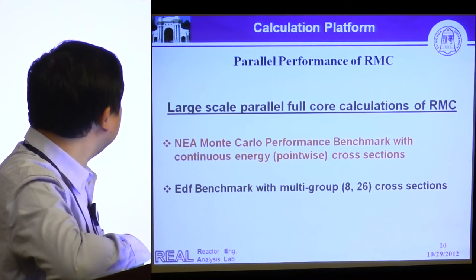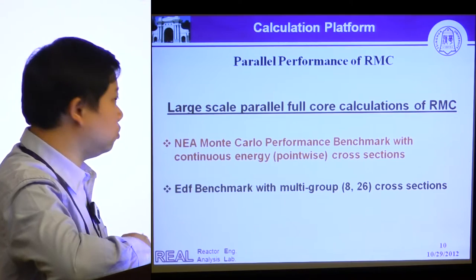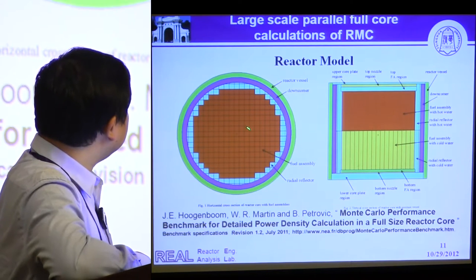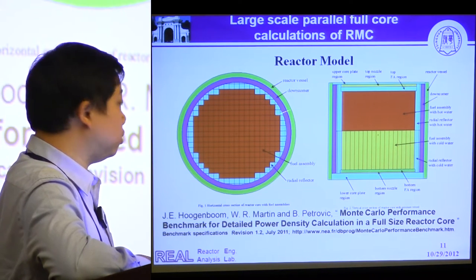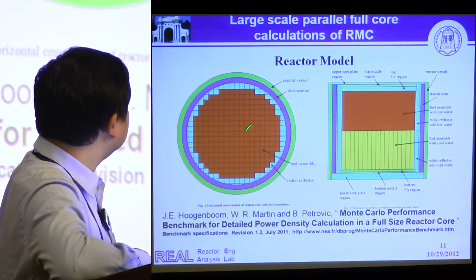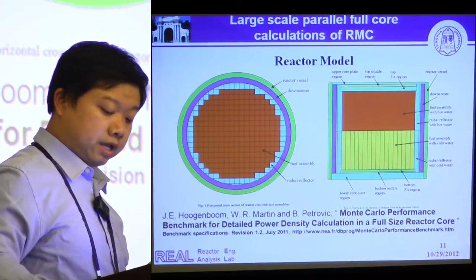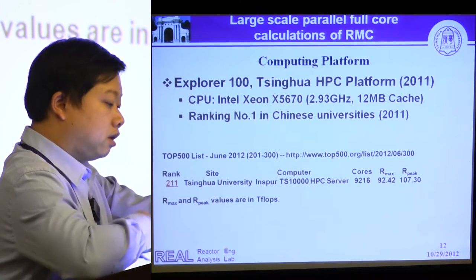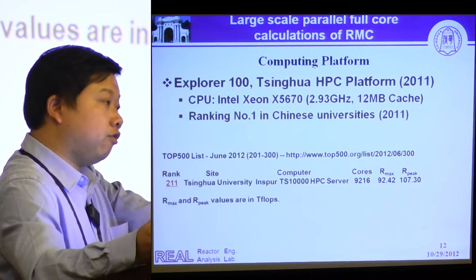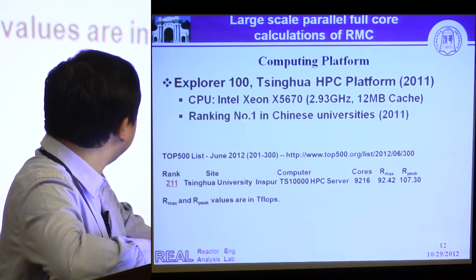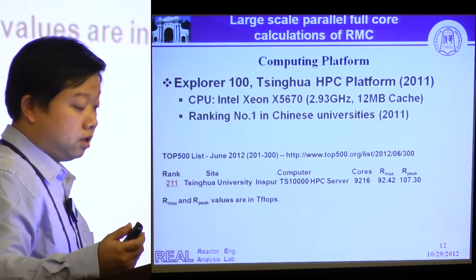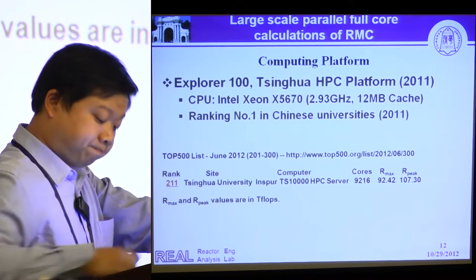And we use a large scale parallel computation to test these two parallel strategies. This figure shows the reactor model, a famous reactor calculation model in our reactor physics field. And we performed this calculation on MCNP and on RMC. The computing platform we used is the Explorer 100, our Tsinghua University high performance computer platform, which ranked number one among Chinese universities and ranked 211 in the top 500 in the world.